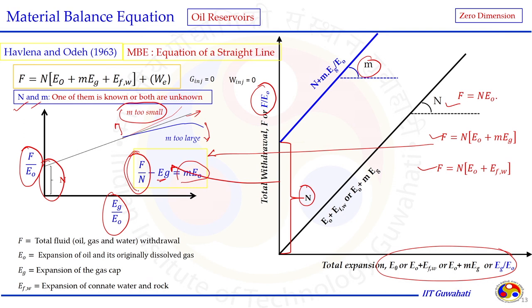So the same equation we can adjust here. If we plot F by N, the withdrawal with respect to the initial oil, then the slope of that equation is going to give us the value of M. So depending on what is known to us, we can express that in the expression, and the resultant equation can be adjusted in the form of a straight line in terms of the known parameters or the data that are available, and the unknown can be calculated from the slope and intercept.